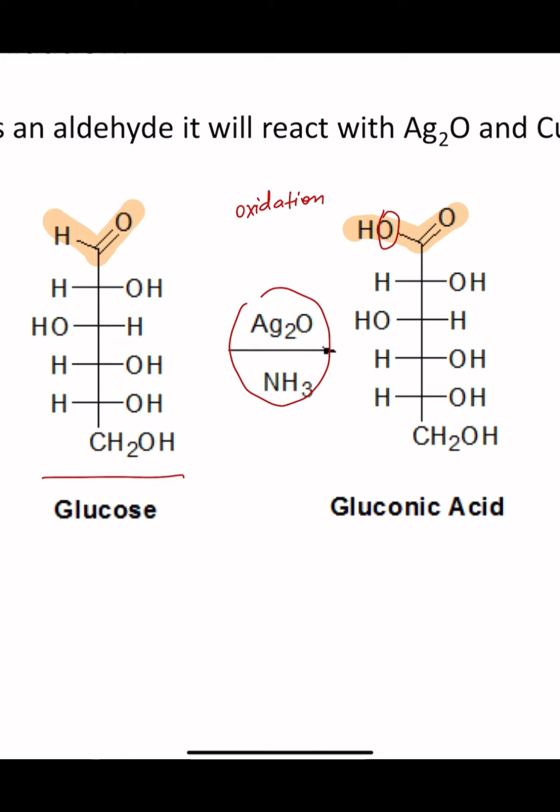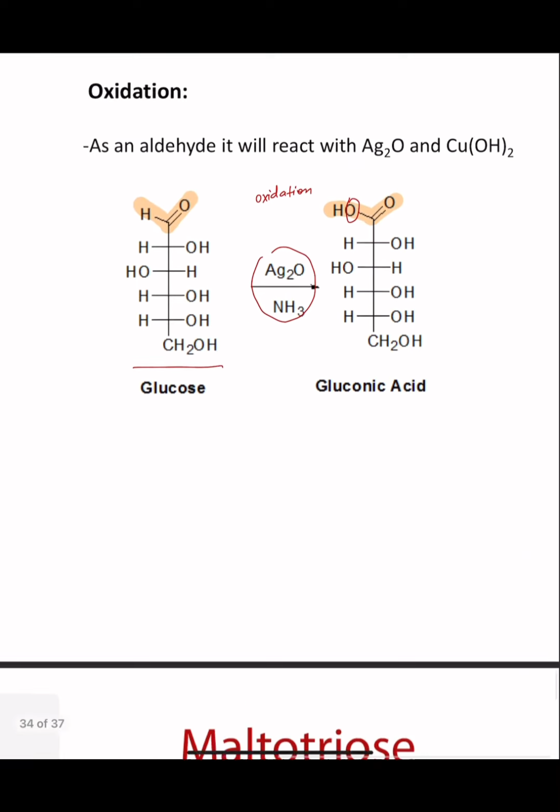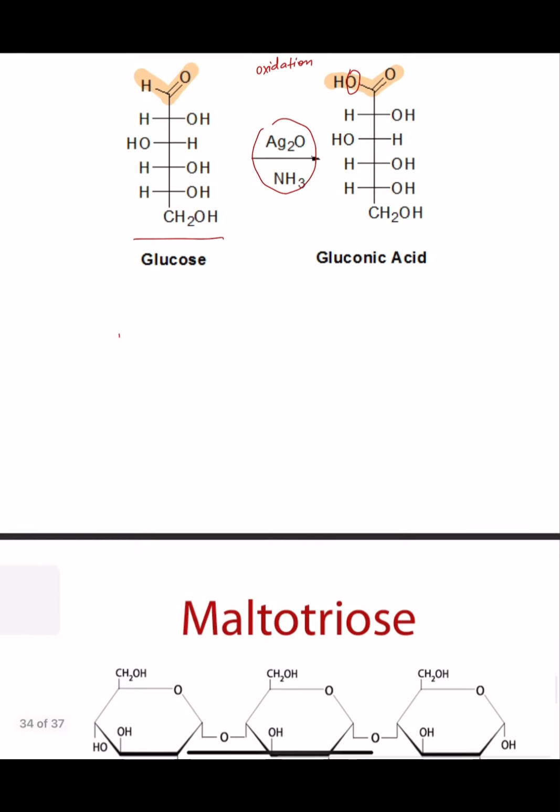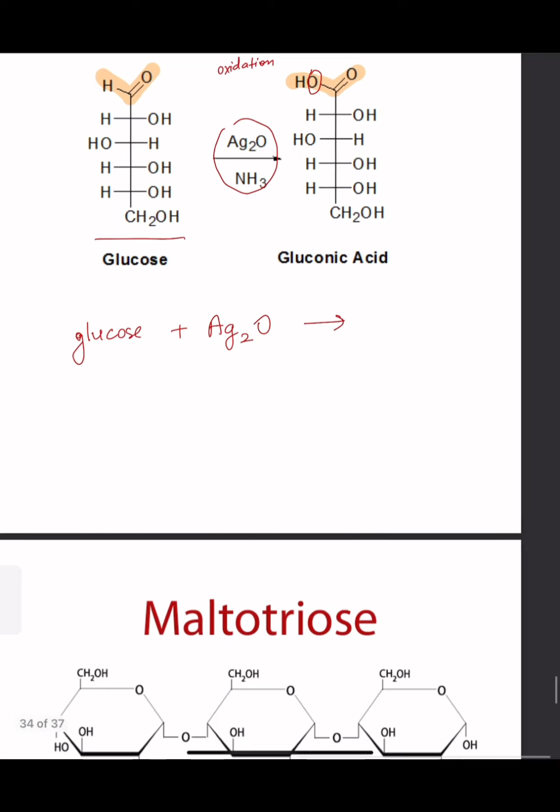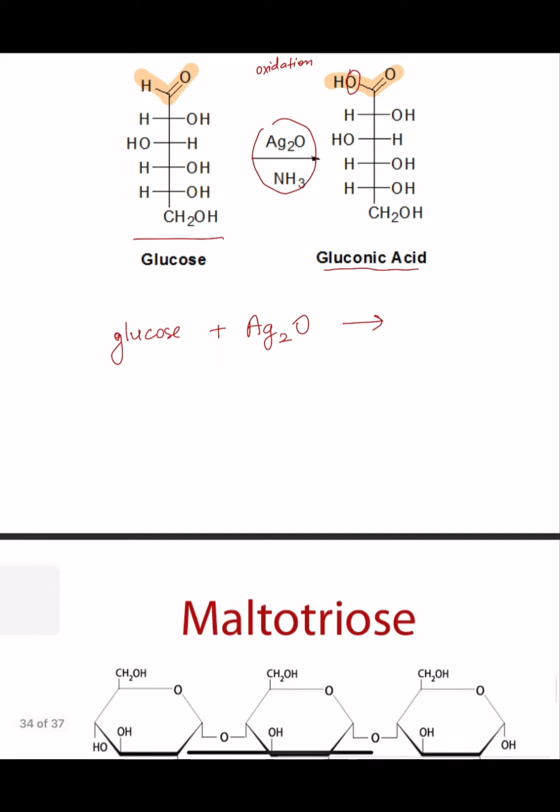Okay, oxidation happened. And the reaction looks like this. So you had glucose, right? Glucose plus silver 2 oxide. This is your reagent for the silver mirror test. Now, as a product, we have gluconic acid.